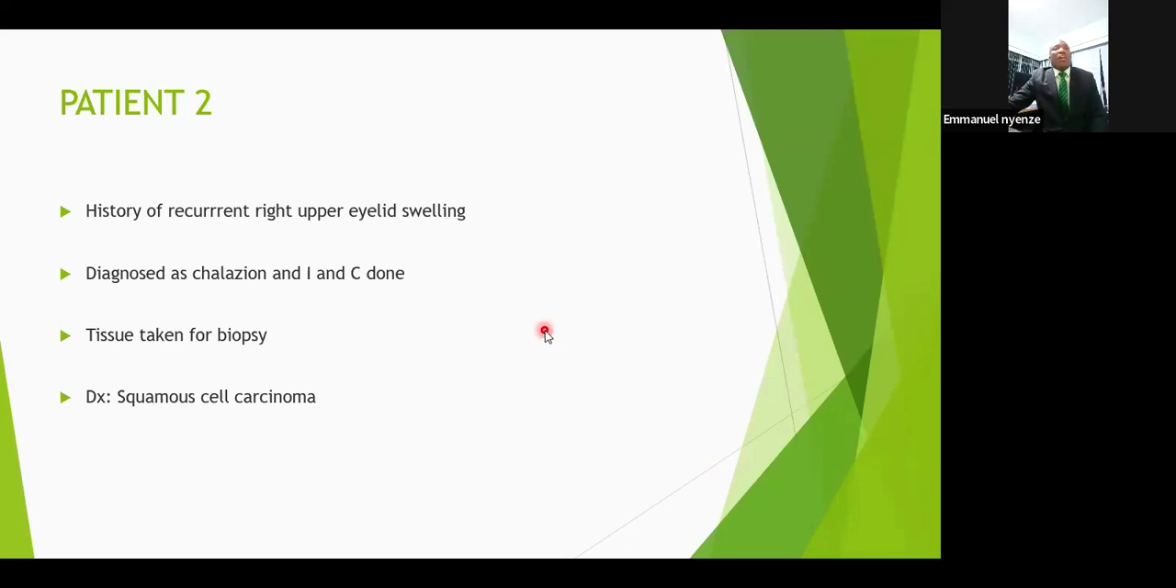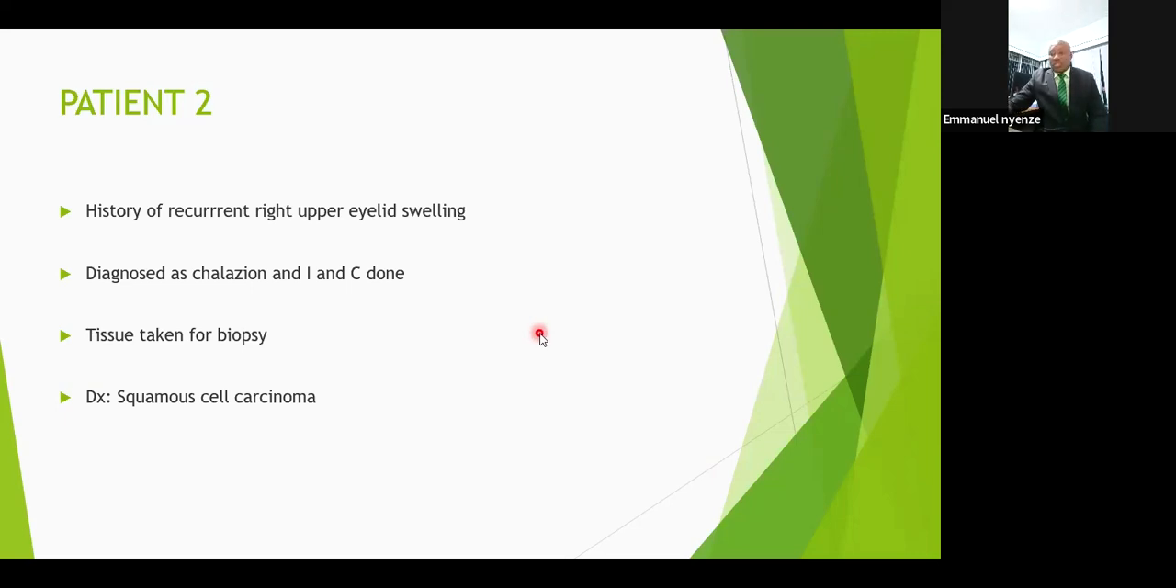what drains there is a thick fluid or liquid. But in this sebaceous gland carcinoma, friable tissue comes out, so the surgeon was keen enough to take the specimen for histology, and the diagnosis made was squamous cell carcinoma. The diagnosis was wrong, but the pathologist could pick that this is a malignancy, and that is the most important thing.